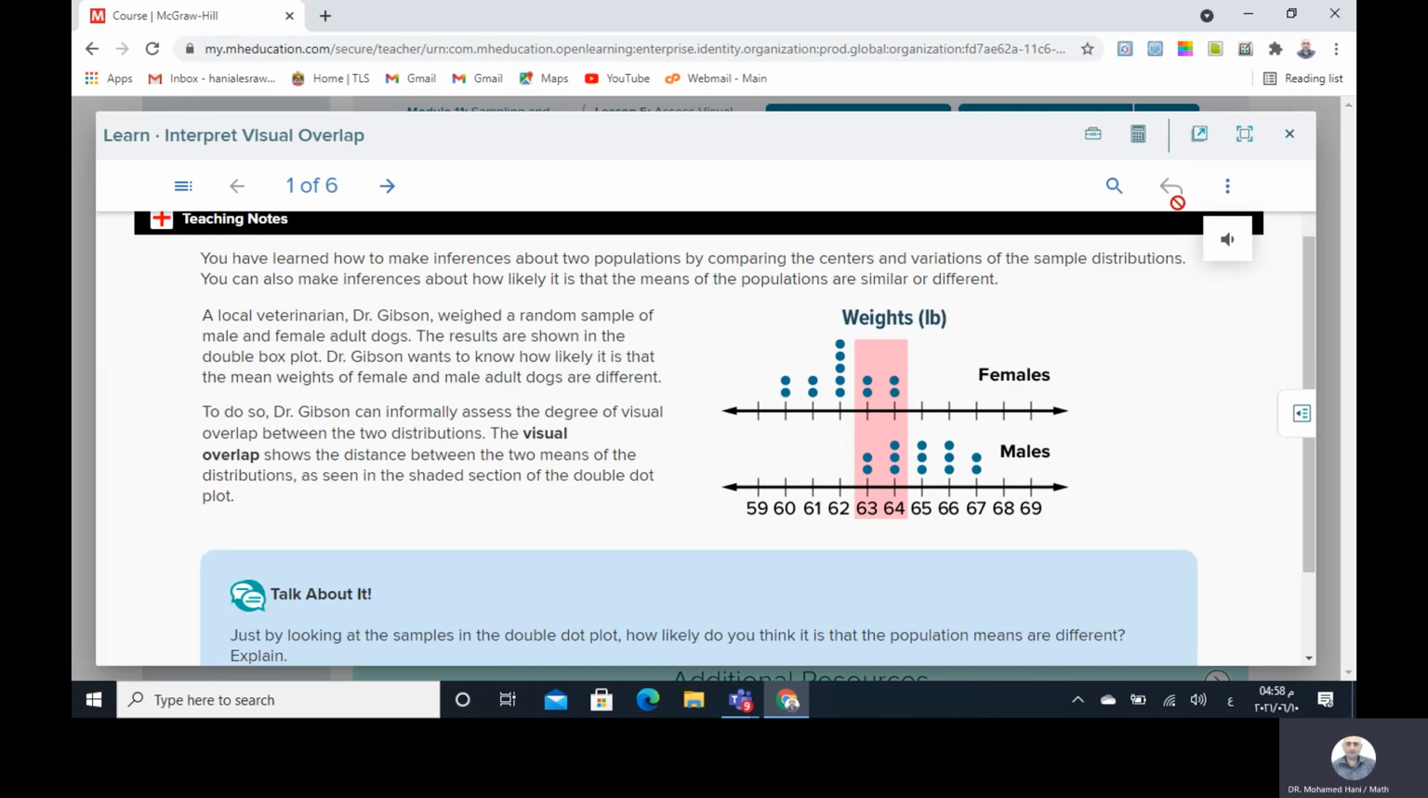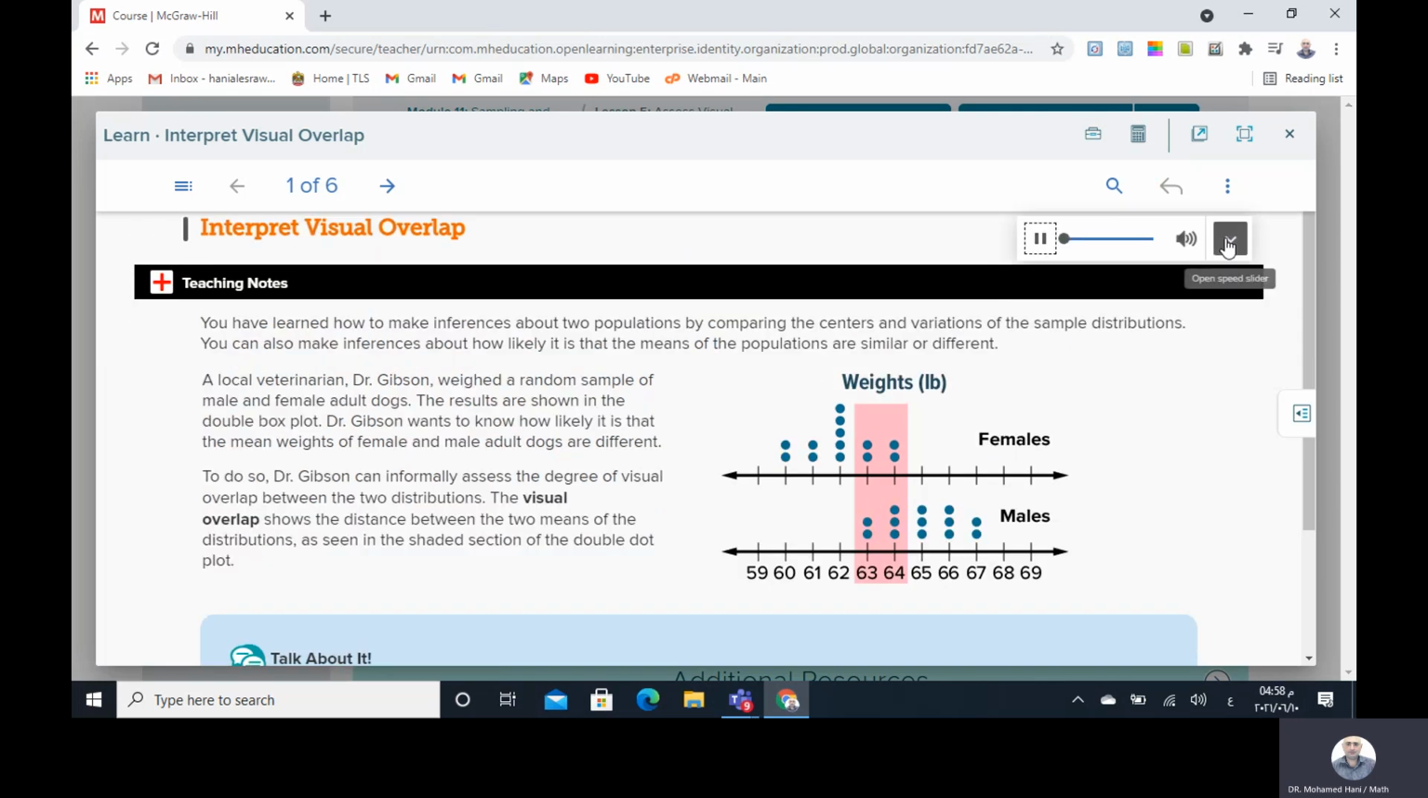Listen, please. Interpret visual overlap. Teaching notes. You have learned how to make inferences about two populations by comparing the centers and variations of the sample distributions. You can also make inferences about how likely it is that the means of the populations are similar or different. A local veterinarian, Dr. Gibson, weighed a random sample of male and female adult dogs. The results are shown in the double box plot.